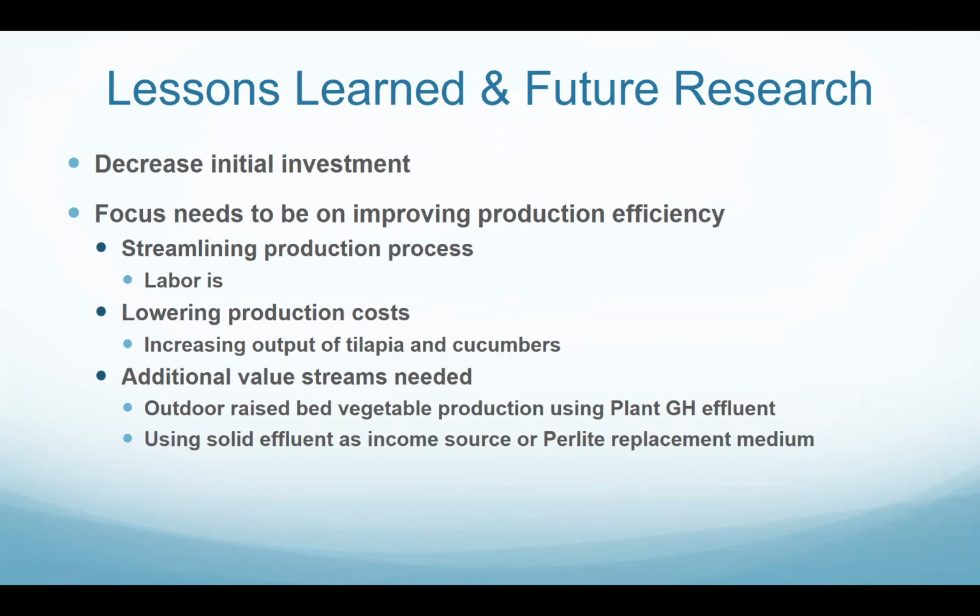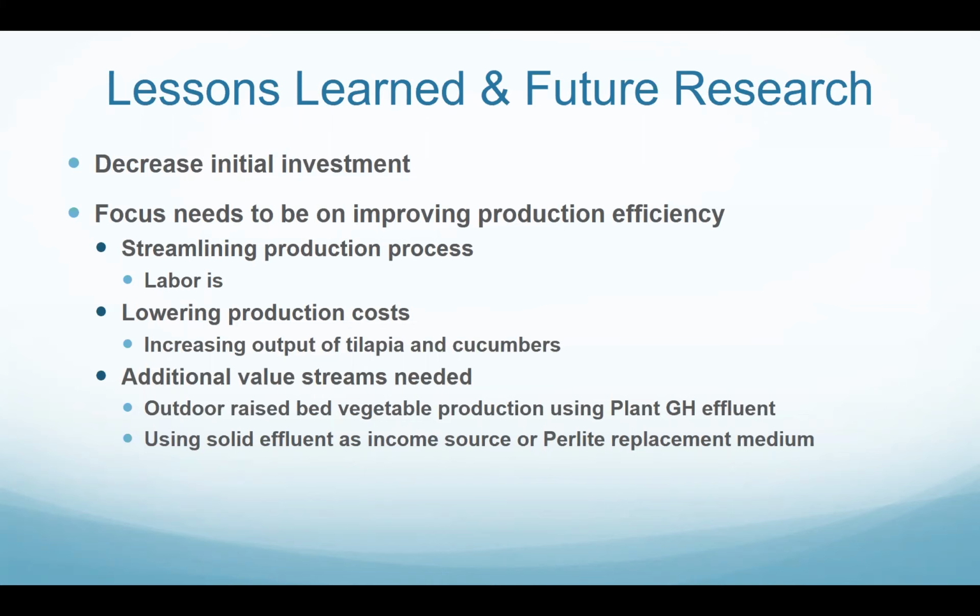Let me get to the final section of this presentation, looking at lessons learned and future research. These are things that we're going to have to look at. One, there are ways to decrease the initial investment. And like I said earlier, for research, we have plenty of cost in there that probably would not be needed for a commercial operation. So that's one thing that immediately could be done.